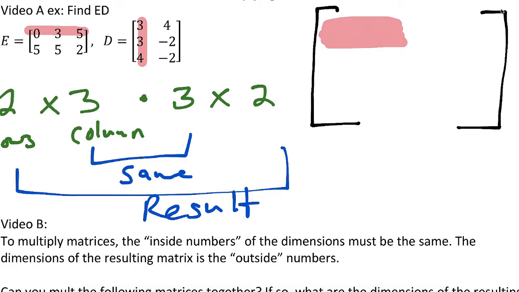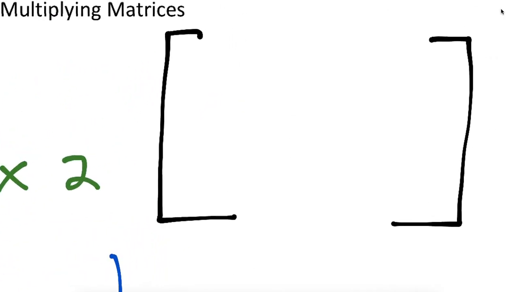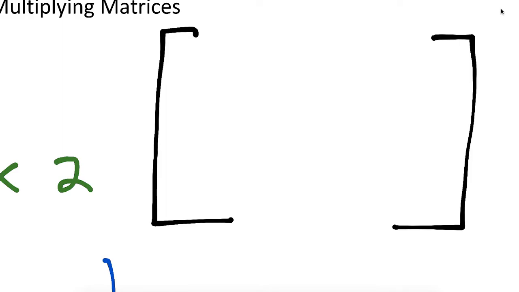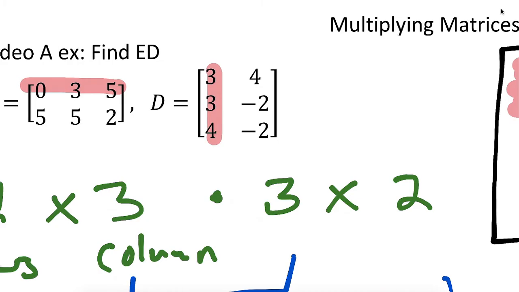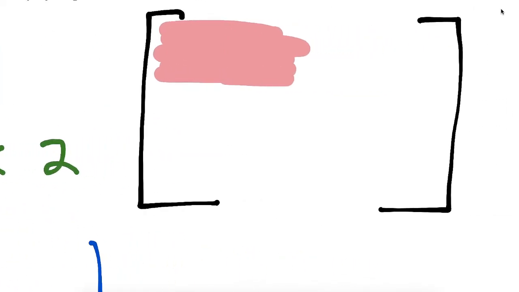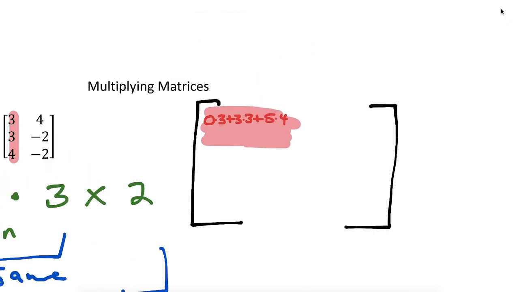And so that value would be 0 times 3 plus 3 times 3 plus 5 times 4. Okay, so that's the one that goes right there. I'm going to run out of room here, I think, so I may have to zoom out and rewrite this. Let me do that real quick. If I zoom out, and I think about this spot right here, I'm doing that row by that column. So 0 times 3, 3 times 3, 5 times 4. So 0 times 3 plus 3 times 3 plus 5 times 4. So that's that first one.